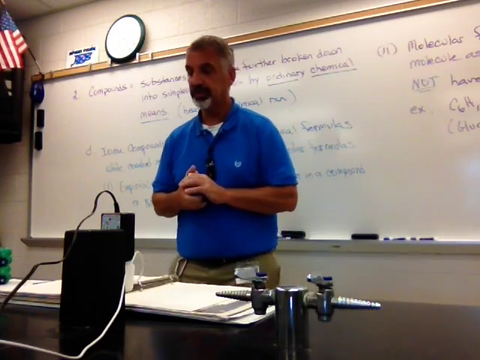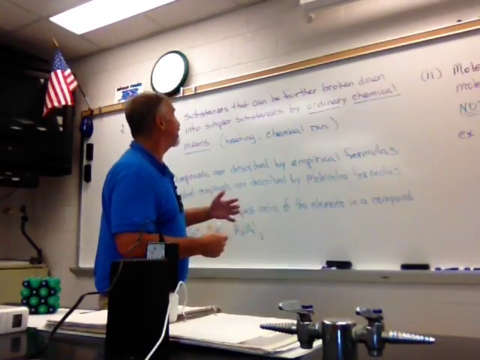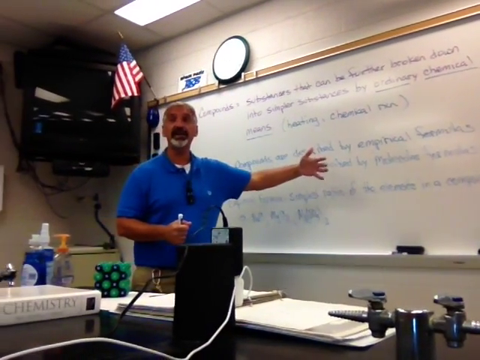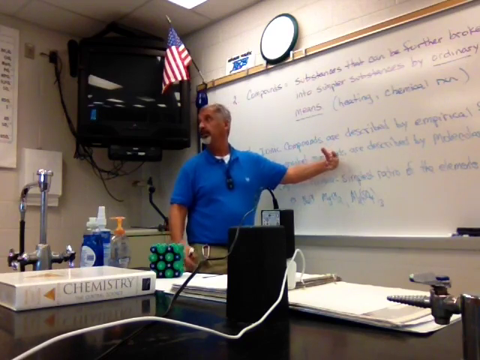All right. So we should be able to tell the difference between an ionic compound and a covalent compound just by looking at the first thing. If it's a metal, it's ionic. If it's a non-metal, it's covalent. So then we know that for ionic compounds, we're just going to use the empirical formula to describe them. A covalent compound would use the molecular formula.